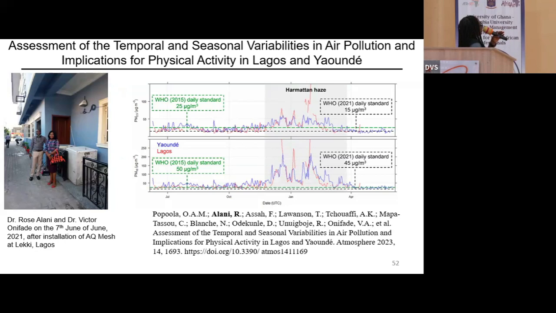Before that, we had something a bit reasonable, and we're looking at WHO 2015. For WHO 2021, of course, this will not pass. So next slide.